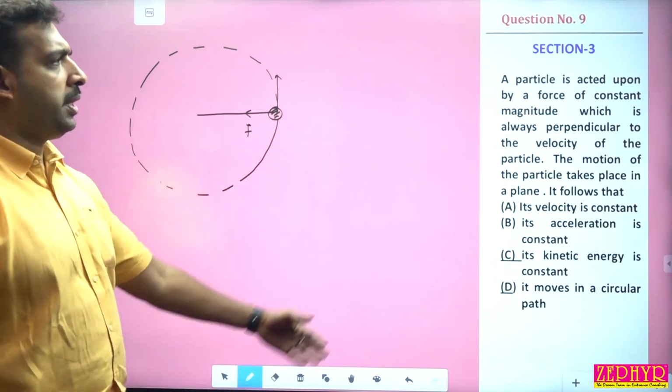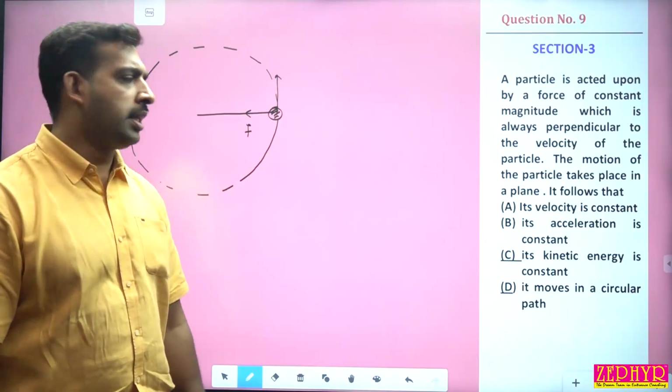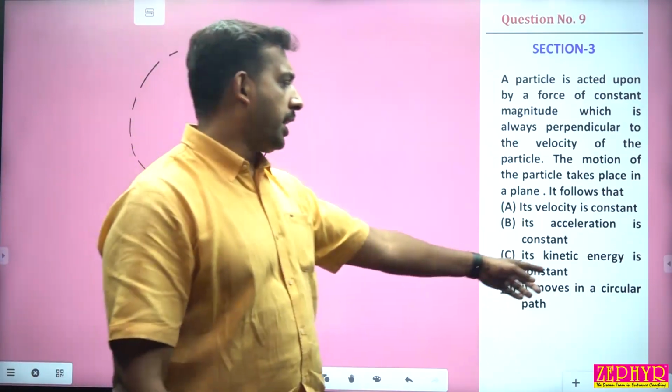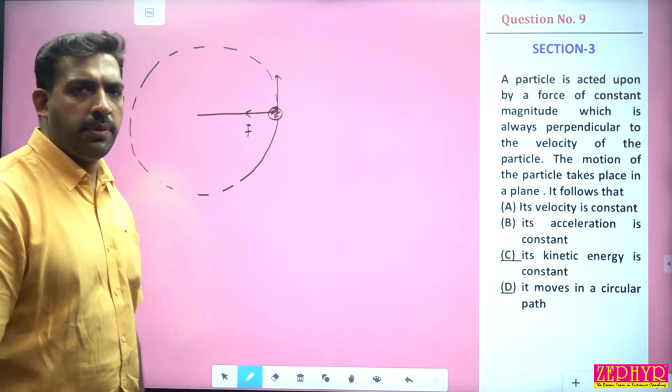So there are two answers for this because section 3 is a section for multiple correct answers. So answer is option C. Its kinetic energy remains constant and it moves in a circular path. Is it clear? Question number 10.